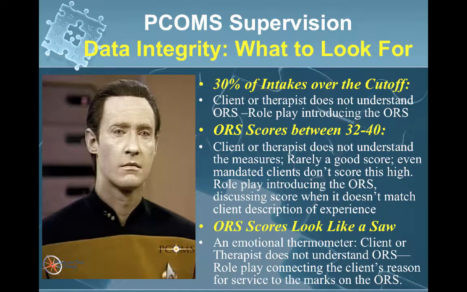And then finally, scores that look like a saw, or a sawtooth, or a mountain range, however you want to look at that. They go up and down dramatically. And this probably means the client is using it as an emotional thermometer, which is easy for clients to do. The default response is how I'm feeling at this moment, or how the week has gone, rather than how the week has gone related to the reasons for service. So these are the main validity indicators.